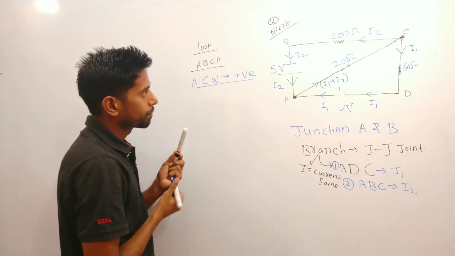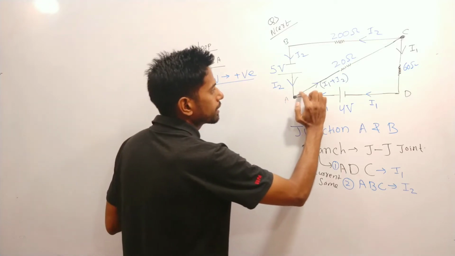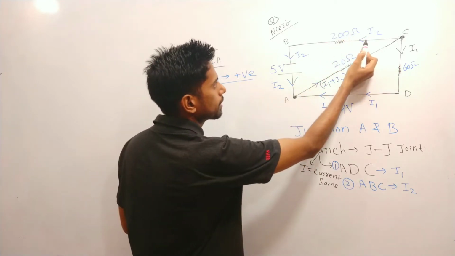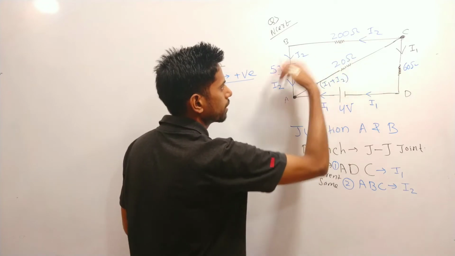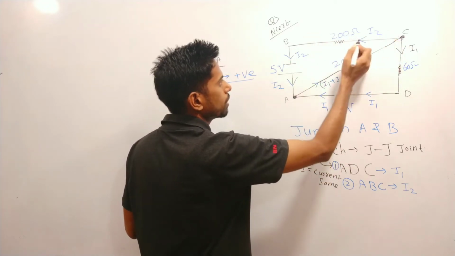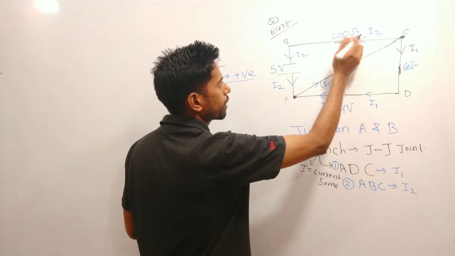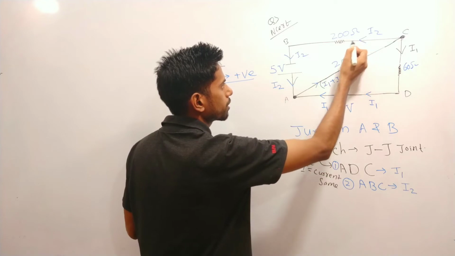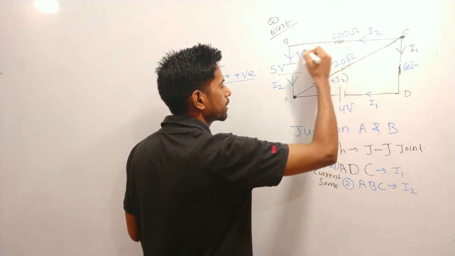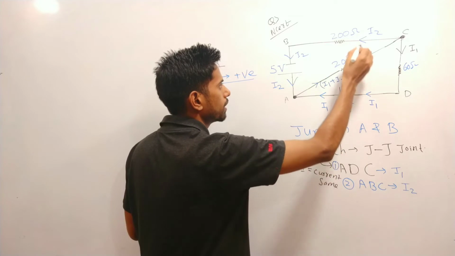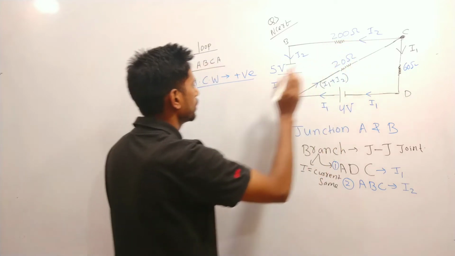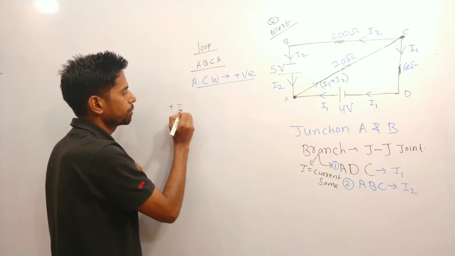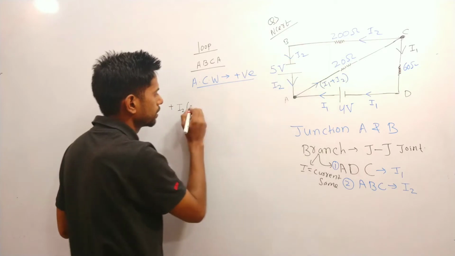So now see, this is across this resistor. The current is in this loop. This is a closed loop. So the current is I2 with 200. Is this clockwise or anti-clockwise? The current will start flowing across this resistor in this way. This is anti-clockwise, so we have to take plus I2 into R, that is 200.